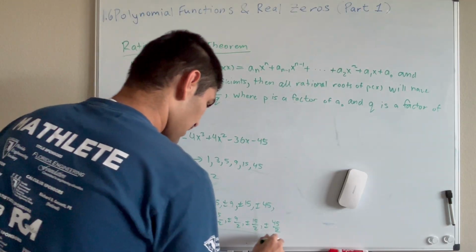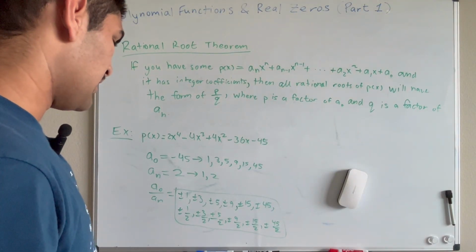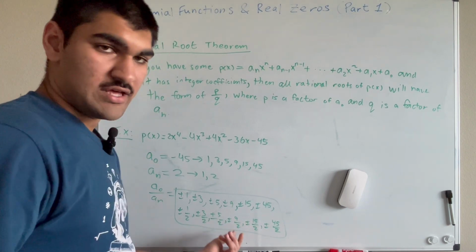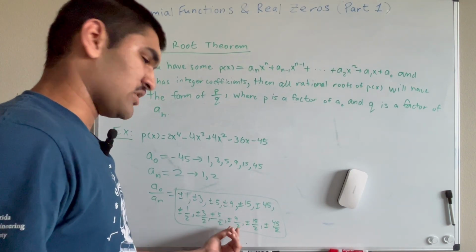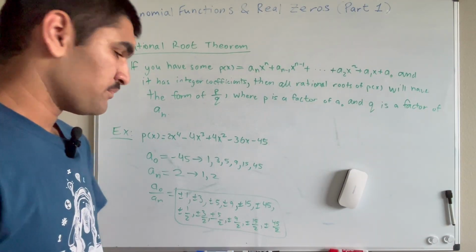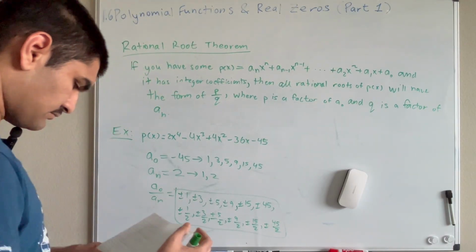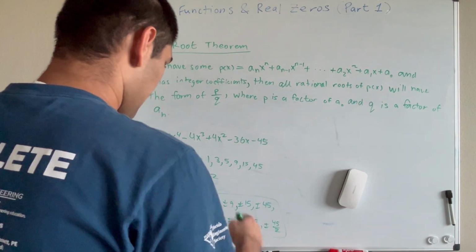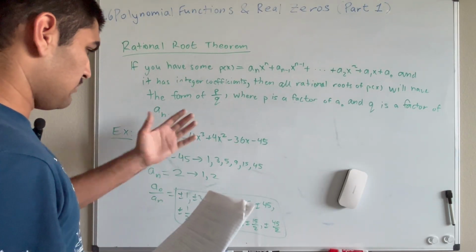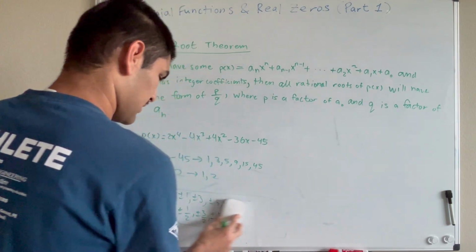Most of the time, however, some of these fractions will simplify, and if it is repeated, so for example, if this was 9 over 3 instead of 9 over 2, then this just becomes plus or minus 3. But since we already have a plus or minus 3 here, you do not have to include it again. So only include every root once and only once. Okay. All right, good. And then, like I demonstrated, you just test each of these roots and see which ones are zeros of the polynomial. Okay, good.